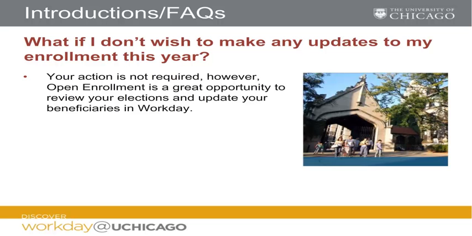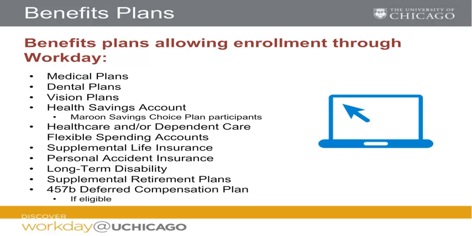However, open enrollment is a great opportunity to review your elections and update your beneficiaries in Workday. Most plans allow enrollment through Workday. These include medical plans, dental plans, vision plans, health savings account for Maroon Savings Choice Plan participants, healthcare and/or dependent care flexible spending accounts, supplemental life insurance, personal accident insurance, long-term disability, supplemental retirement plans, and 457B deferred compensation plan for those who are eligible.